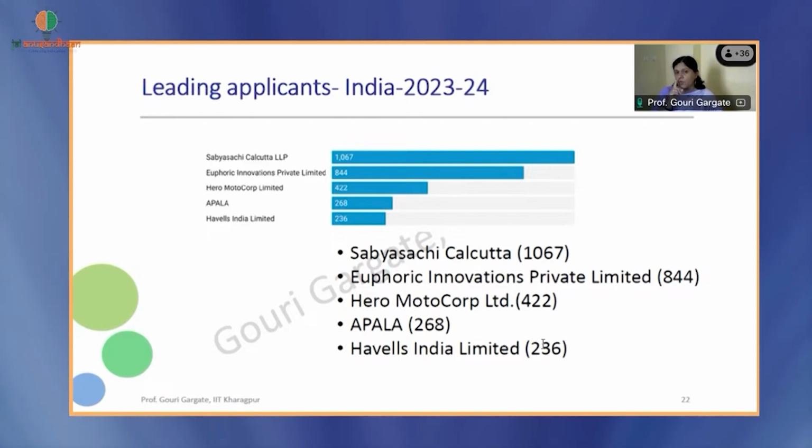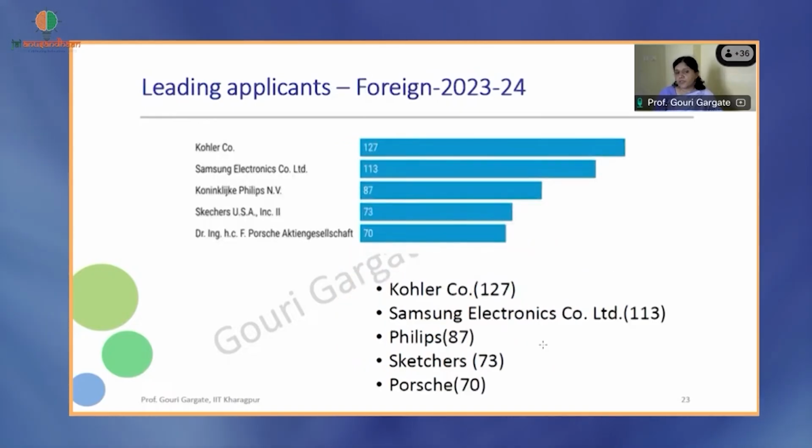Sabyasachi Kolkata alone in 1 year filed 1,067 industrial design registrations, and then the list is there, you can check that. Then if you see foreign filers, you can check Samsung, Philips, Skechers, right? Porsche is also there, and they are registering their designs in India.